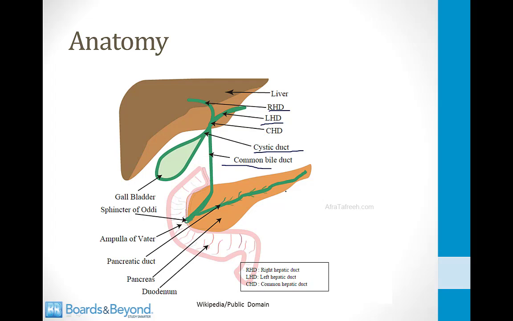duodenum. The pancreas also has a duct which merges with the common bile duct and then empties pancreatic secretions and bile into the duodenum via the ampulla of Vater. In order to get through the ampulla of Vater, you have to pass through a small muscle called the sphincter of Oddi. We'll talk about all these things in the next few slides.